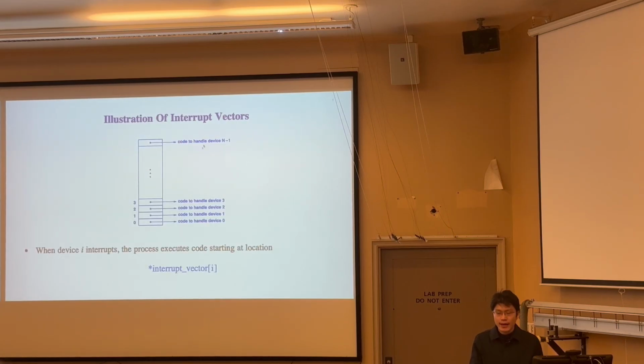This is the diagram showing what it looks like. This is the vector, and this is the pointer. It points to the function or the code to handle device zero's interrupts, and this one points to the code that handles device one's interrupts. When device I interrupts, the processor executes code starting at the location interrupt vector I.